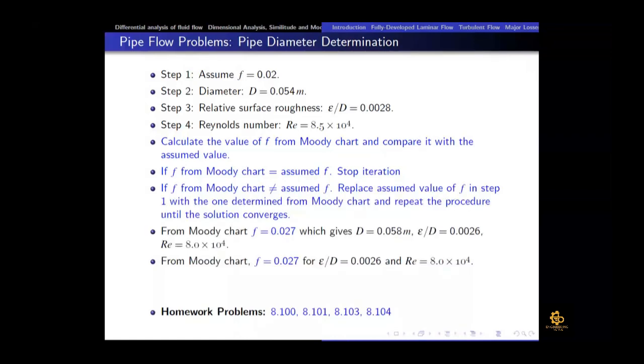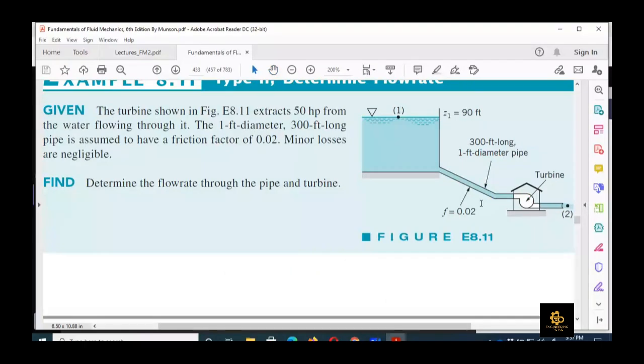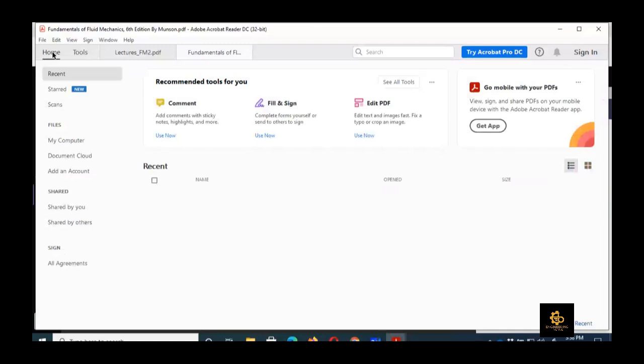Now, because the book is also open here, let me see that. Okay, maybe not.